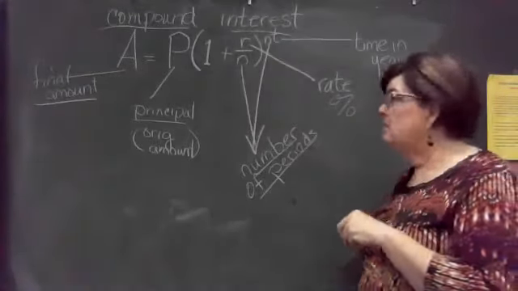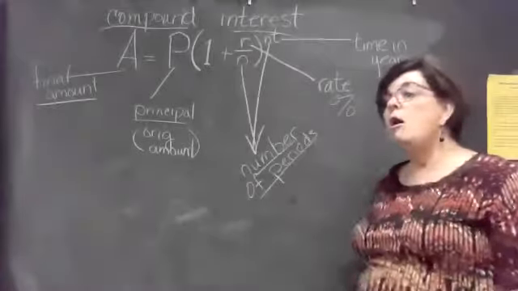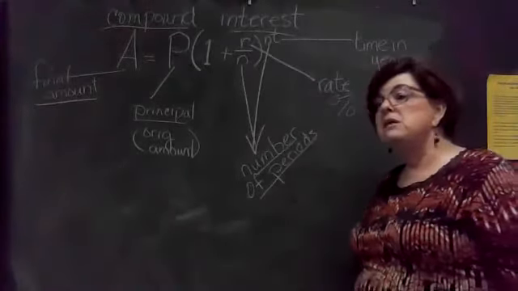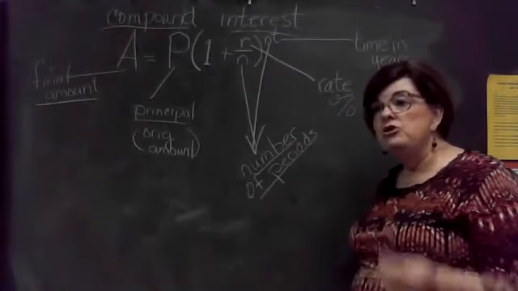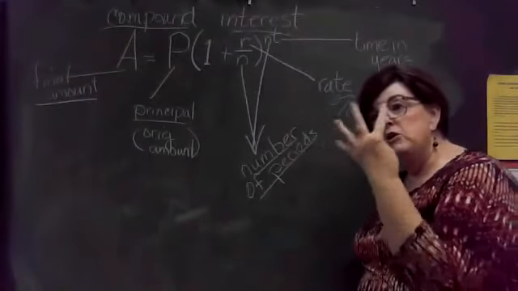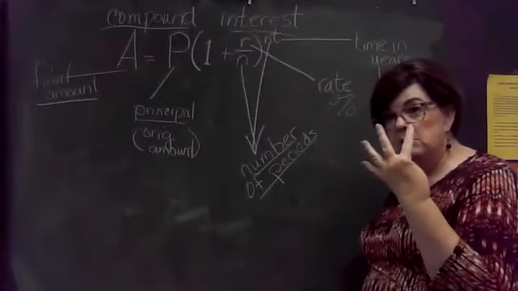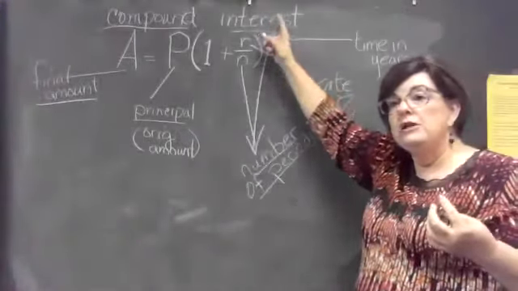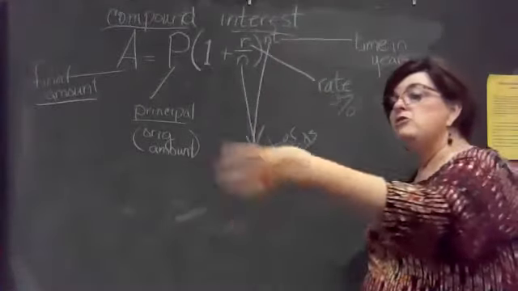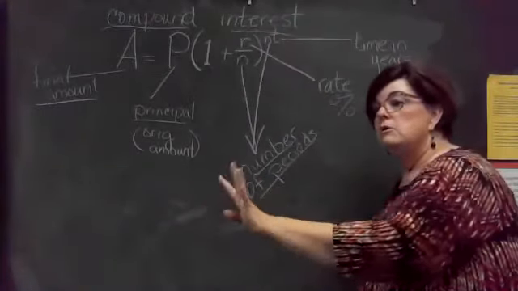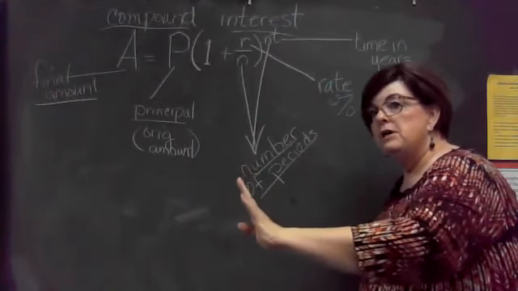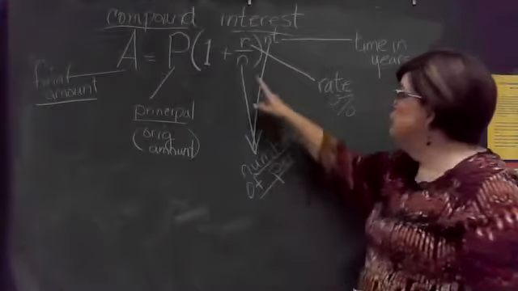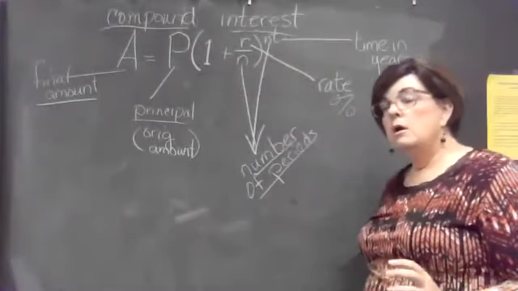But if they said compounded quarterly, that means in a year, they paid you interest 4 times. They compounded it 4 times. If they say compounded quarterly, that means they divided the year into quarters. There's 4 of them, so they paid you 4 times. Okay, they figured the interest 4 times. So your n would be 4.